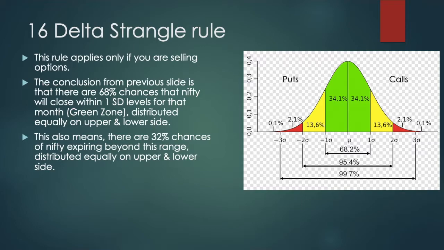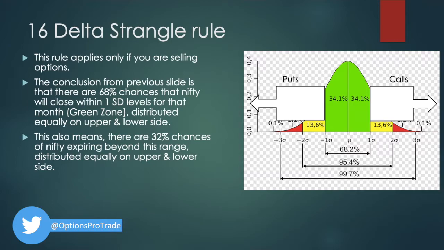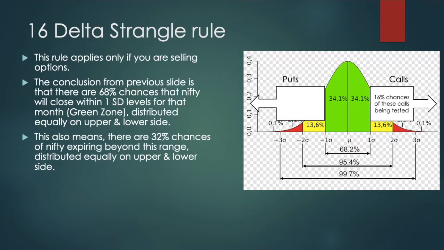Consider it as the option chain model, which we understood in the last video. So then, if we see all the calls which are above one standard deviation strike price, there is a 16% chance of these calls getting tested, right? Because we are saying there is a 68% chance that Nifty will remain in the green zone, but there is a 32% chance, equally on the upper side and lower side, which means 16% on lower, 16% on upper, that Nifty will break this one standard deviation level, right? So there is a 16% chance that calls with strike price above that one standard deviation level will be tested.